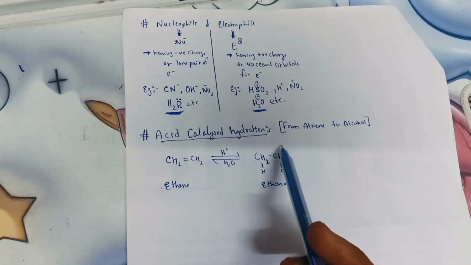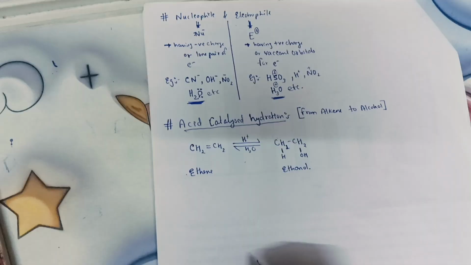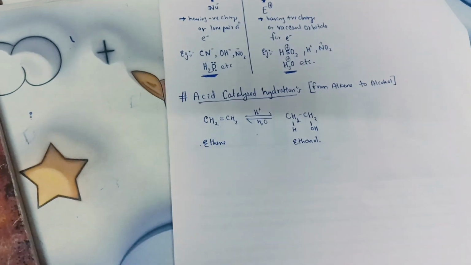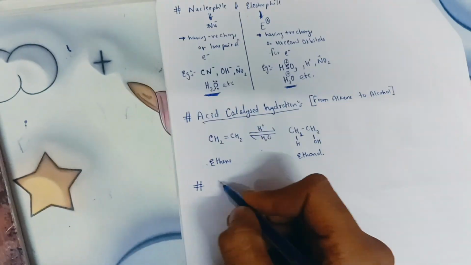Ethene is converted into ethanol in the presence of H plus and H2O. It is given in NCERT. So first of all, we have to understand its mechanism, how it happens. So we are going towards the mechanism.